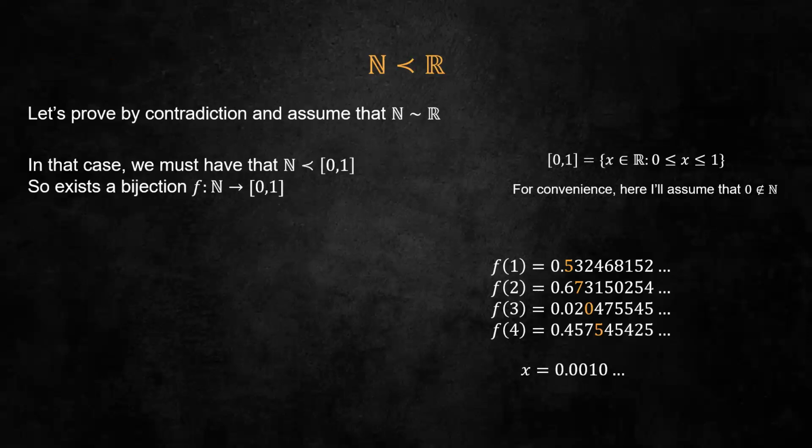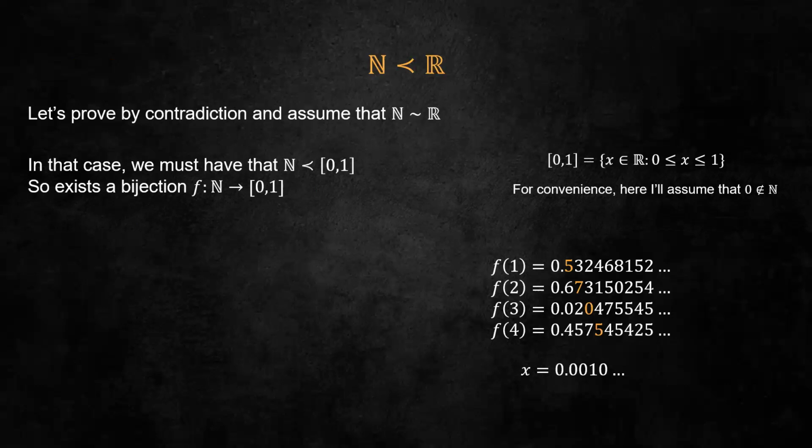And we're going to, from here, construct a number. So for the first element, the first decimal place is 5. So 5 is not 0, so I'm going to put 0 on x, on the first decimal place. For the second case, 7 is not 0, so for the second decimal place of x, I'm going to put 0. For the third case, it is 0, so for the third decimal place of x, I'm going to put 1, and so on.